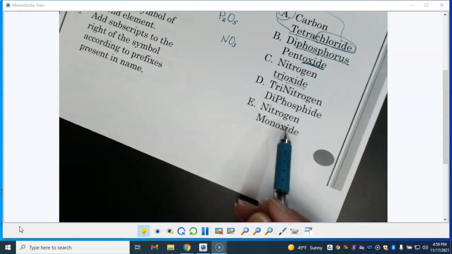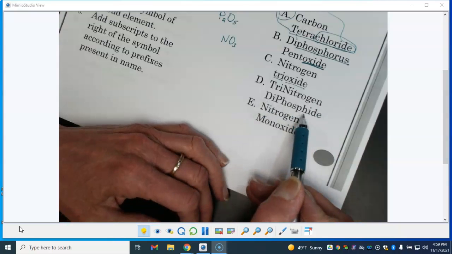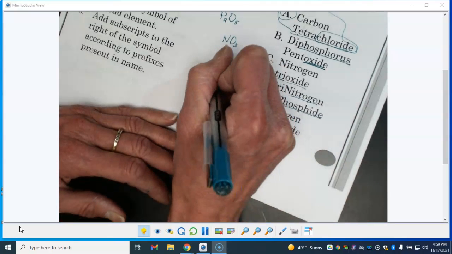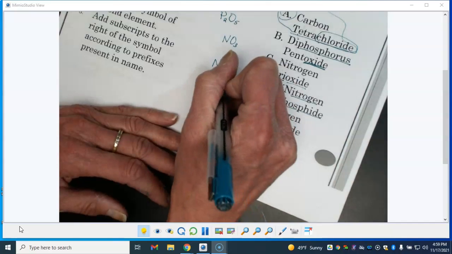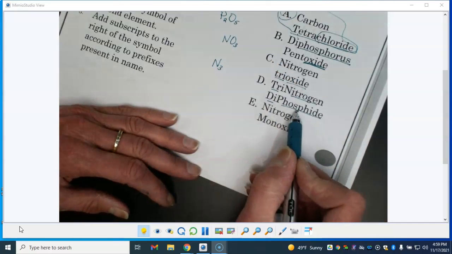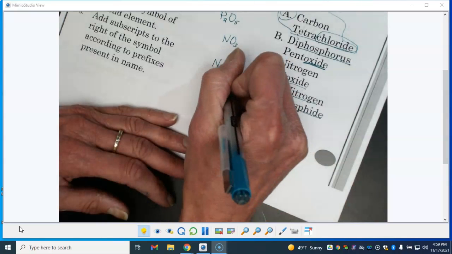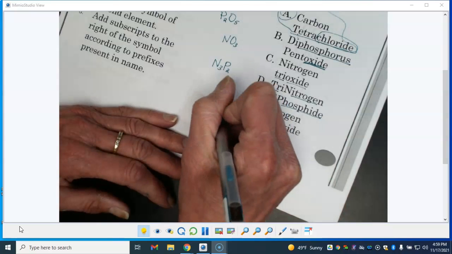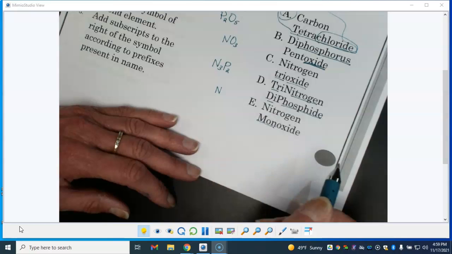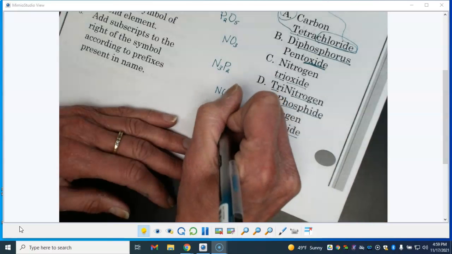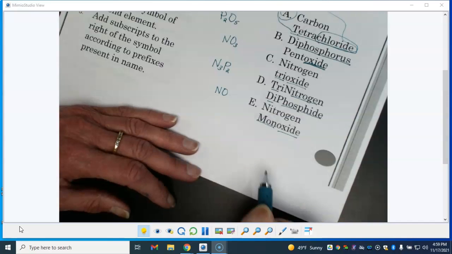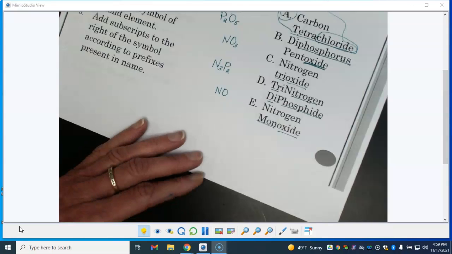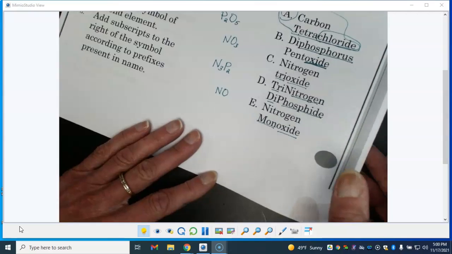Okay. Our next one is trinitrogen diphosphide, okay? Trinitrogen diphosphide. So I'm going to start with N. Tri tells me I have 3 of them. Di tells me I have 2 phosphorus, so N3P2. Next, nitrogen monoxide, so that's N. Mono means one, oxide, oxygen, so one oxygen. NO is nitrogen monoxide. Super easy, aren't they? Compared to what we were doing? Super duper easy. So let's do it in the opposite direction.